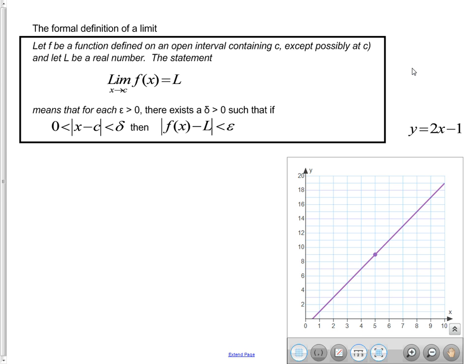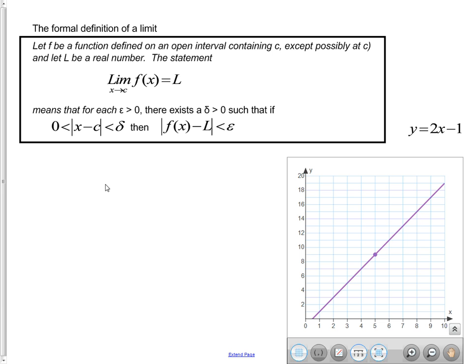The statement, right here, the limit as x approaches c of f of x equals L, means that for every epsilon greater than 0, there exists a delta greater than 0 such that if the absolute value of x minus c is greater than 0 but less than that number delta, then the distance between f of x and L is less than epsilon.